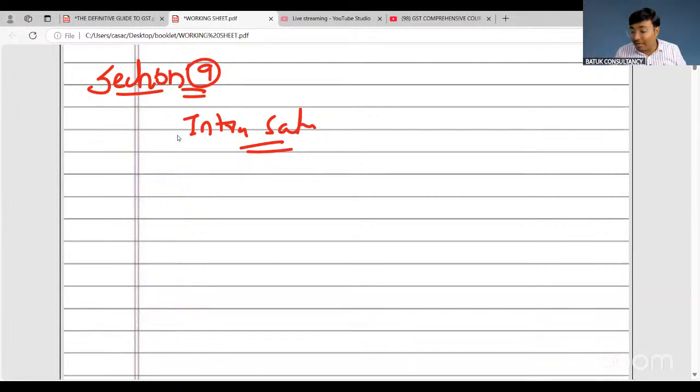Hence, they have used the words that GST will be applicable on all intra-state supply except alcoholic liquor for human consumption. That means on alcoholic liquor for human consumption, no GST will be applicable. They have also mentioned that on all intra-state supply the GST will be applicable, but the highest rate of GST will be 20%.